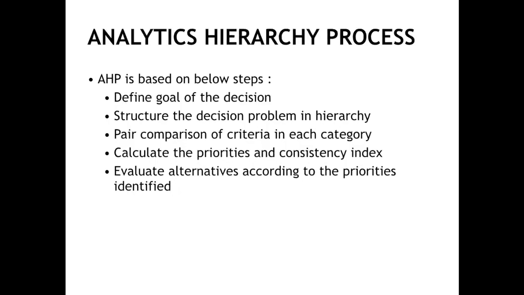First, let us look at the analytic hierarchy process. AHP is based on the below steps. It defines the goal of the decision, then structures the decision problem in a hierarchy. Then it performs pairwise comparison of criteria in each category and subcategory as well. Then it calculates the priorities and consistency index. After this, in the end, it evaluates alternatives according to the priorities identified. We will be looking at all of these steps in the slides to come.